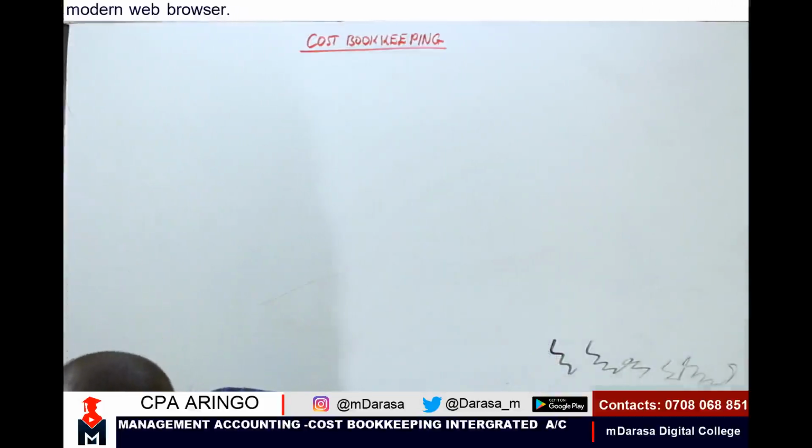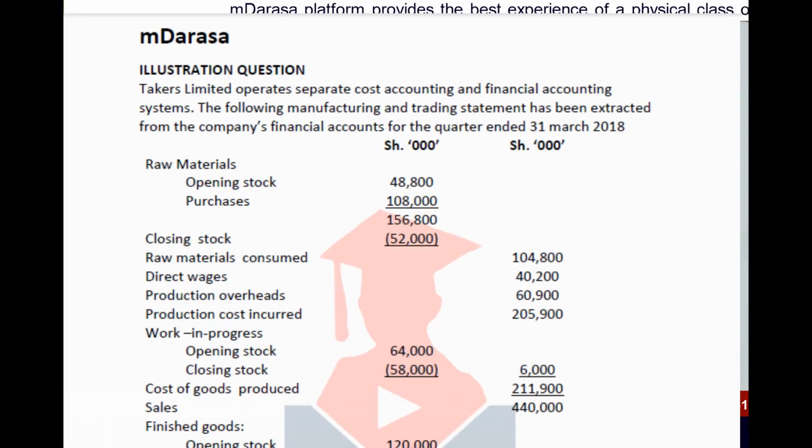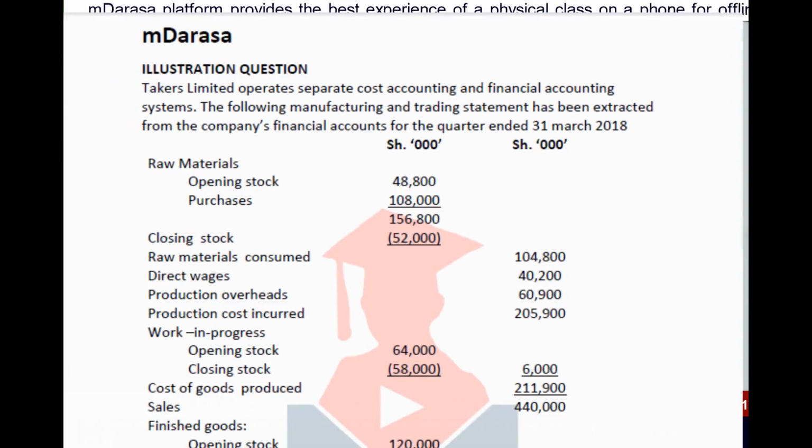So this is the illustration question that you are going to handle. Going through that question together, we were told that Takers Limited operates a separate cost accounting and financial accounting system. The following manufacturing and trading statement has been extracted from the company's financial accounts for the quarter ended 1st March 2018. So I'm given raw materials, we have opening stock, we have purchases.